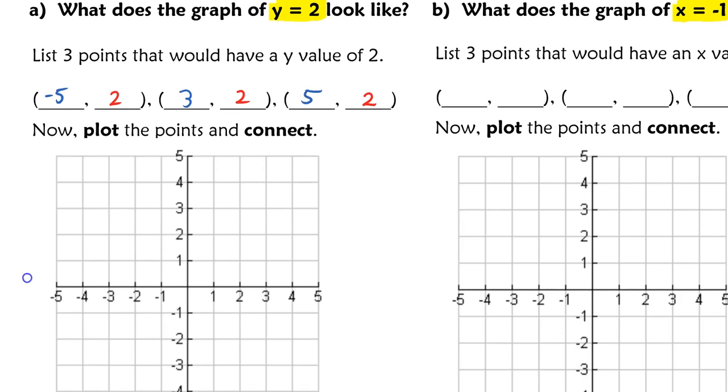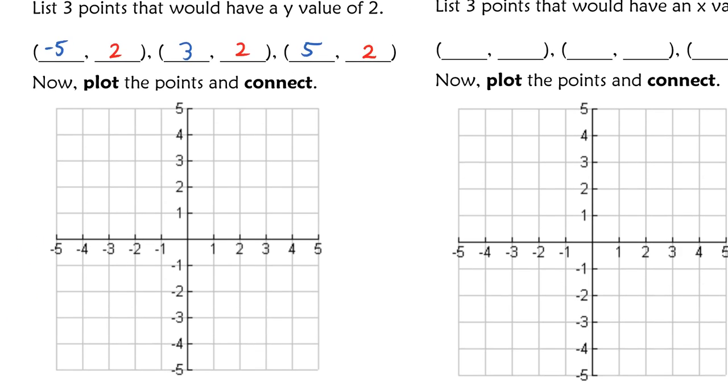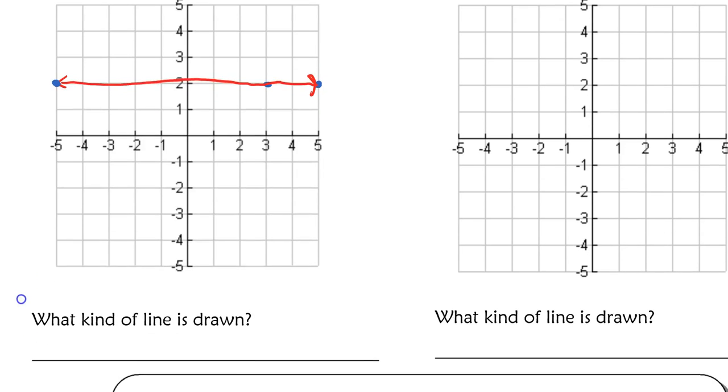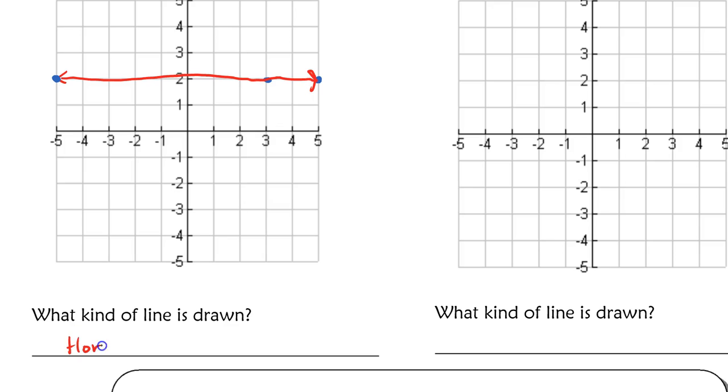Okay, so what we're going to do is just plot those 3 points. Our first point, negative 5, 2, means I'm going to go left 5 and up 2. Our second point is 3, 2, so we'll go right 3 and up 2. And our last point is 5, 2, so let's go right 5 and up 2. And now I need to connect those 3 points, and it looks like I'm going to form a horizontal line here. It's kind of a bad line, sorry about that. But that's what happens when you connect 3 points all with the same y value. So the kind of line that's going to be drawn, we're going to call this a horizontal line.